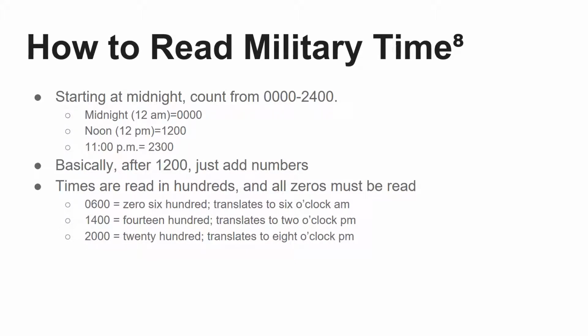So how to read military time. You start at midnight, and you count from 0000 over to 2400. So midnight would be 0000, noon would be 1200, and then 11 p.m. would be 2300. Basically, after 12 o'clock noon, you just add numbers. And times are all read in hundreds, and all zeros must be read. So 0600 translates to 6 o'clock a.m. 1400 translates to 2 o'clock p.m. 2000 translates to 8 o'clock p.m.